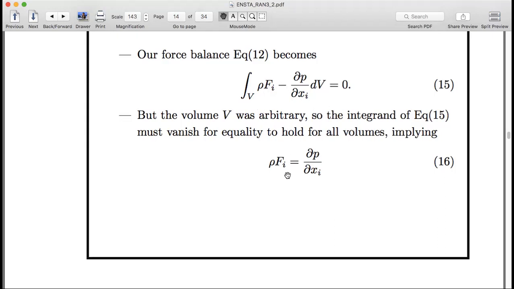And if the integrand is 0, then we have a differential equation here. We've gone from this difficult to use integral equation to a differential equation, where we just have the component of force. Actually, it's not even a differential. It's just an equation which says the force per unit mass times the mass per unit volume gives me a force per unit volume on the left-hand side, which equals minus the pressure gradient force.